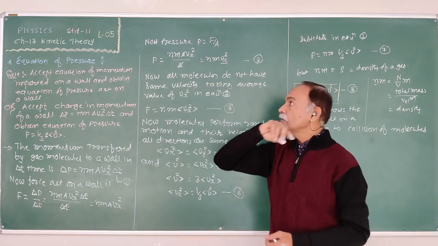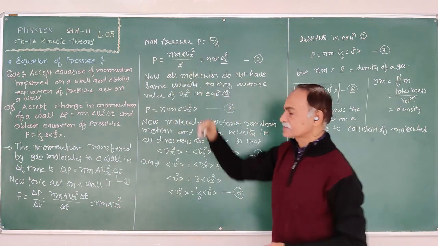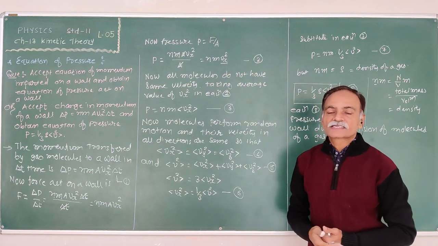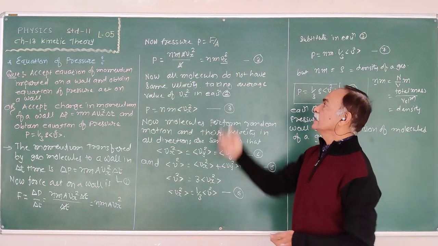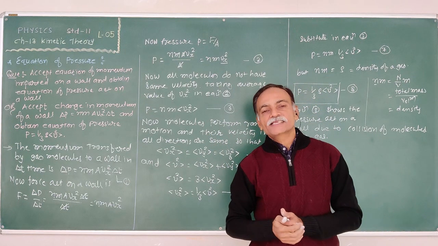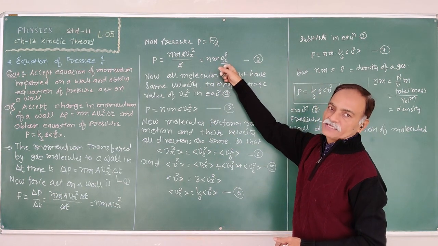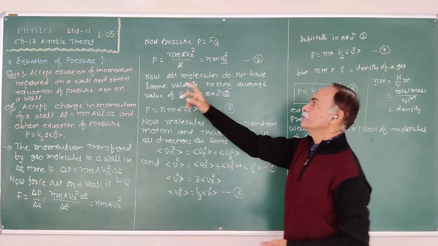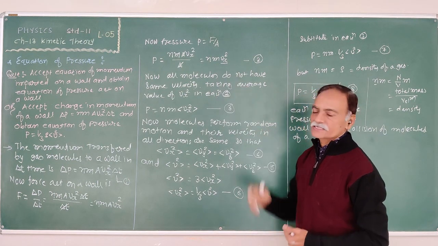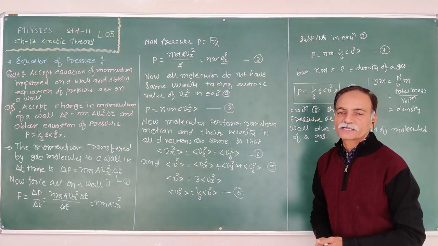Therefore, pressure P is equal to F upon A. Now, F is equal to NMA Vx square, divided by A cancels, therefore NM Vx square. Here Vx square is the square of the velocity of a molecule in the x direction. Now, the molecules traveling along the x direction do not all have the same velocity. Therefore, we take the average value of Vx square in this equation. Therefore, P is equal to Nm average Vx square. That is our equation number 3.